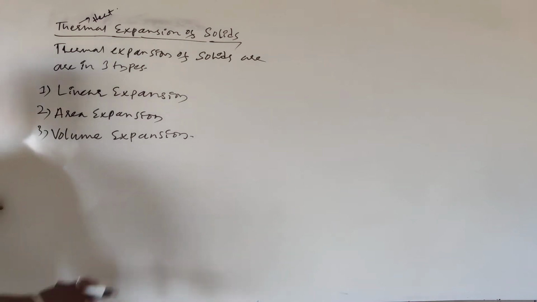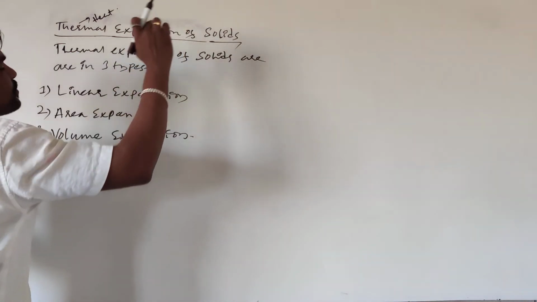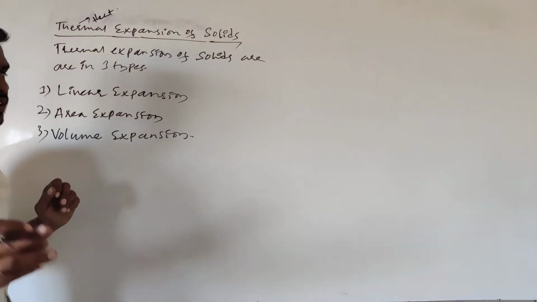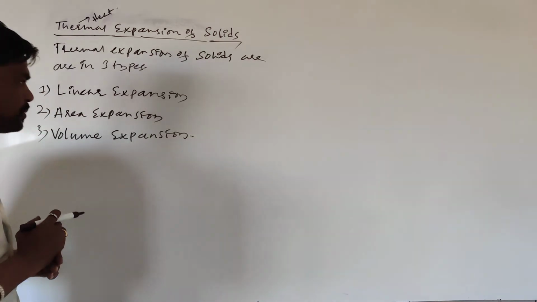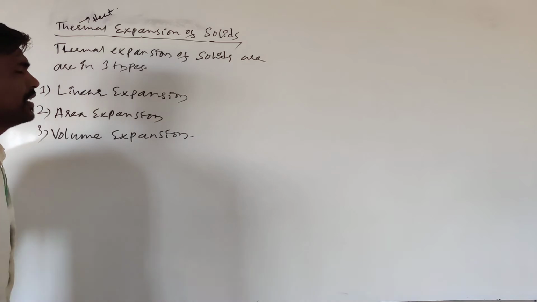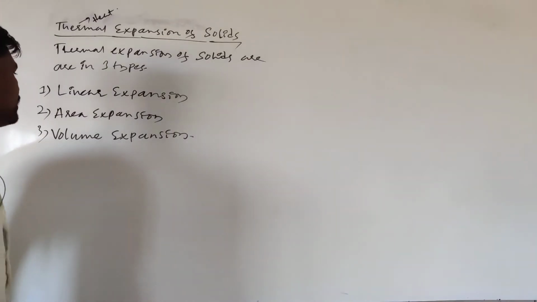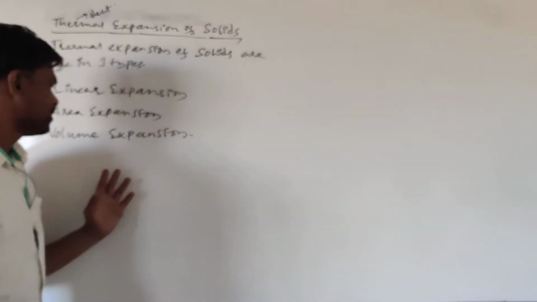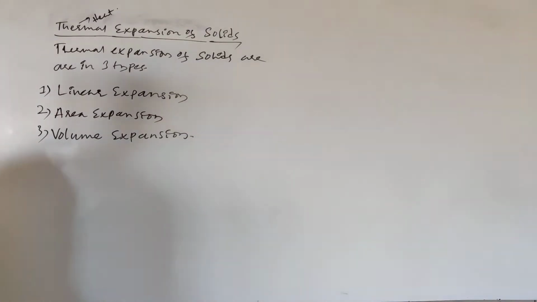Right? So here thermal expansions of solids are in three types. One is linear expansion, another one is area expansion, and third one is what? Volume expansion. Now we are going to discuss one. First one.